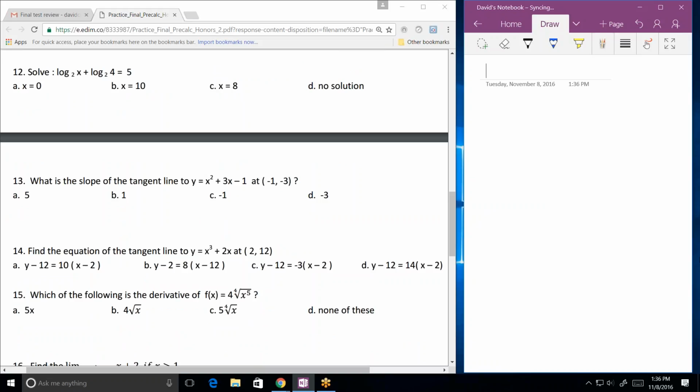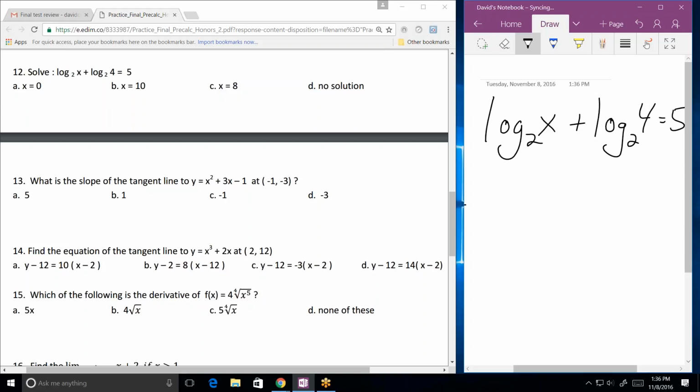Oh, whoa, whoa. The monitor turned off for some reason, okay, sorry.